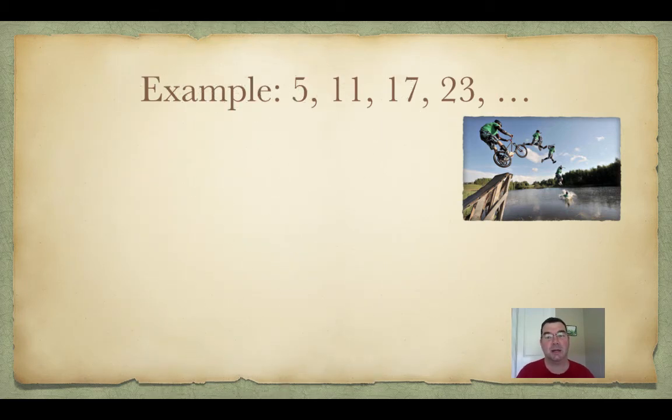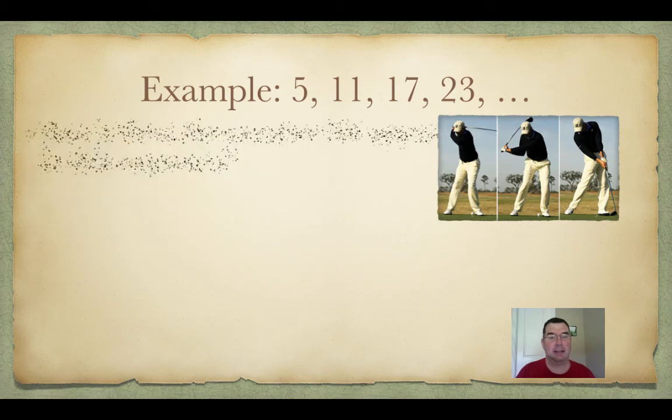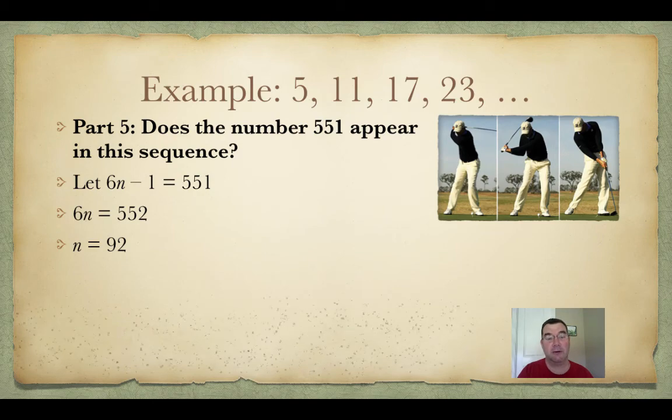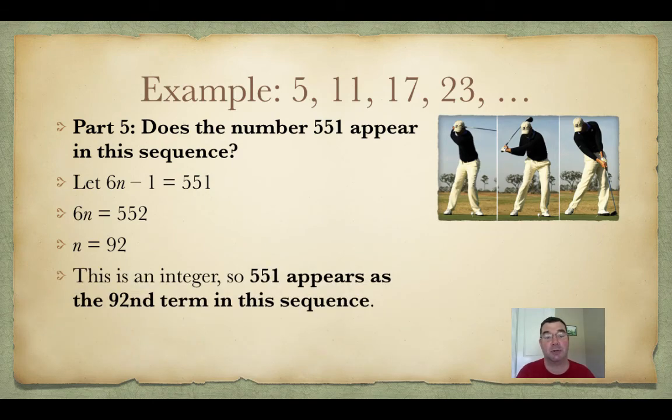All right. Another question I could ask: does the number 551 appear in this sequence? So I wanted to give you an example of one that didn't and one that did. This one does. So again, I let the general term 6n minus 1 equal 551. And I solve. So 6n would equal 552. And so n would equal 92. N is a term number, and a term number is allowed to equal 92. So the 92nd term is going to be 551. All right, so 551 does appear in this sequence as the 92nd term.